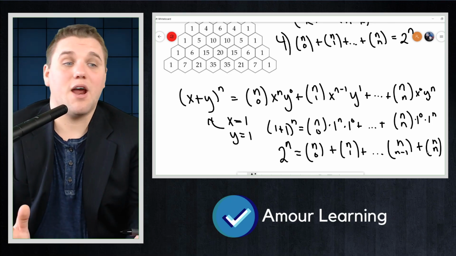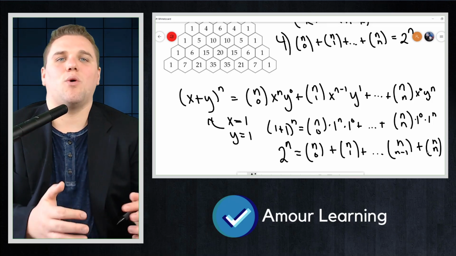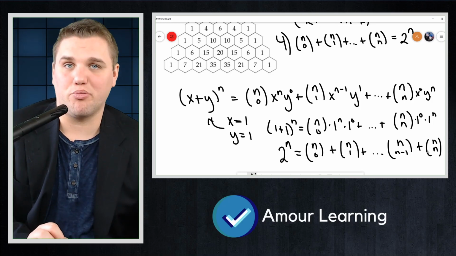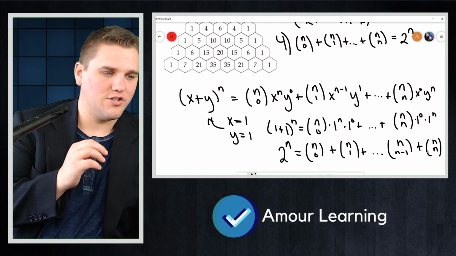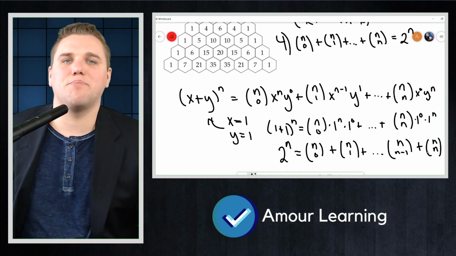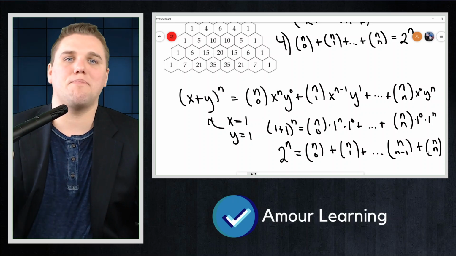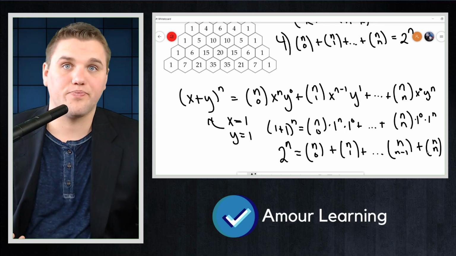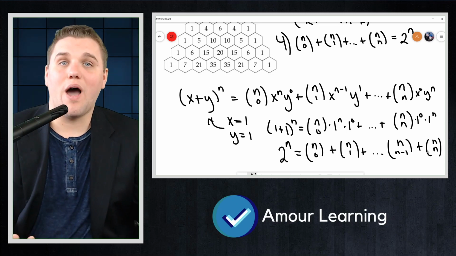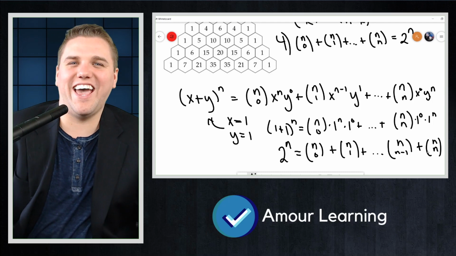And that's the proof right there. Boom, we have exactly what we were looking for. That was a mathematical proof of why the sum of all the entries in a Pascal's triangle adds up to a power of 2. Wow, that was a lot.